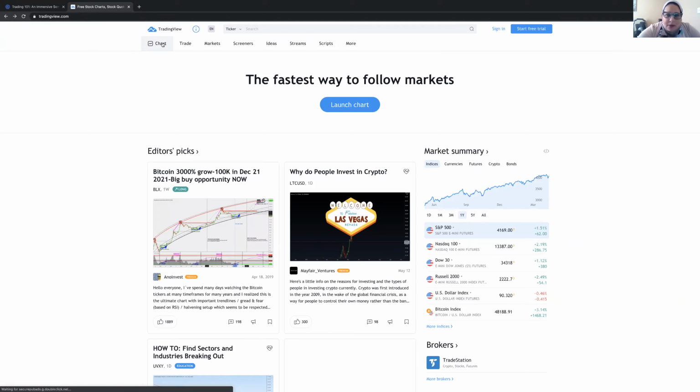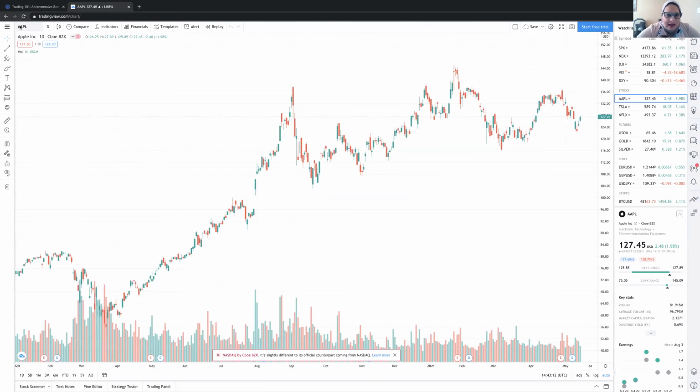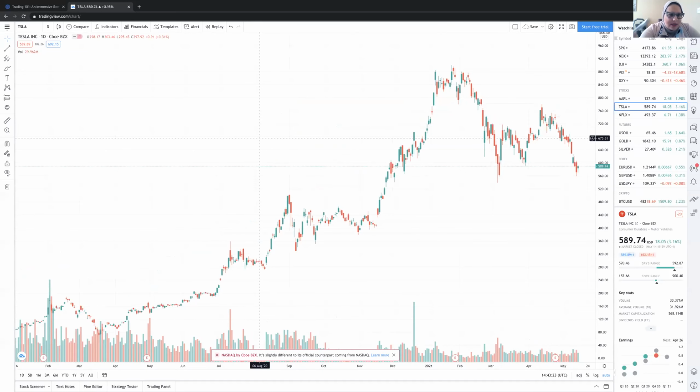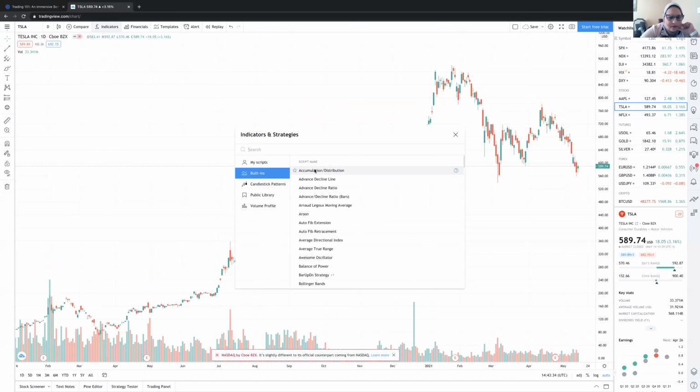So Yusra has put Apple. She put Apple and she opened up this chart, so you click on chart. She already has Apple up because she was probably looking at Apple last, so it just showed her what she had up. If you look at the top bar, there's indicators. Average true range is an indicator, so you click on indicators right there in the middle.